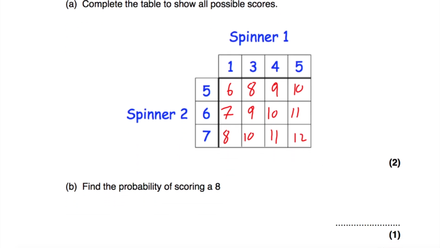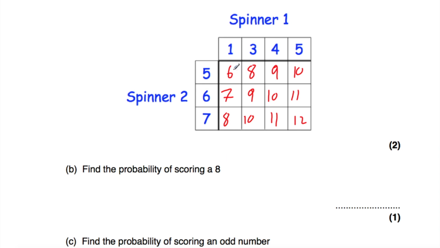And part B says find the probability of scoring an 8. So we've got 4, 8, 12 different numbers in our table. So we've got 12 different outcomes. And we've got find the probability of scoring an 8. So there's 1, 2, 8. So it's 2 out of 12.